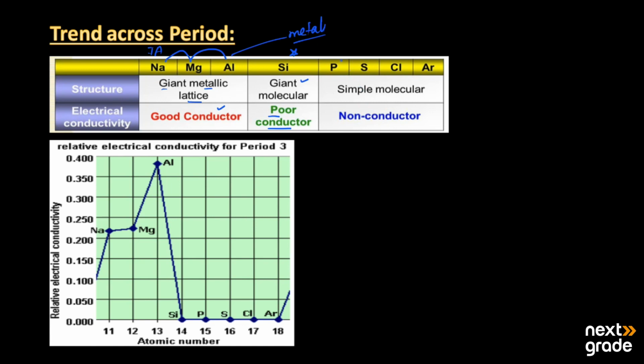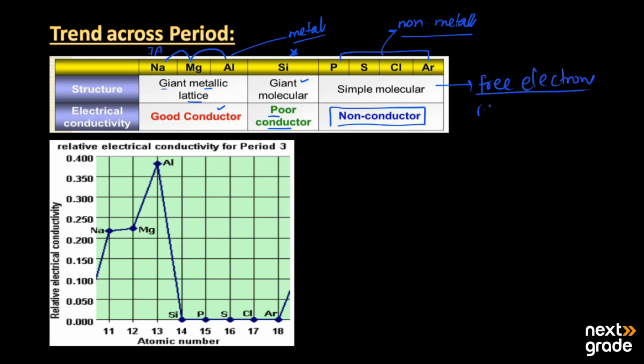Then we move on to the non-metals: phosphorus, sulfur, chlorine, and argon. All these are non-metals, and they are known as non-conductors because they do not have free electrons. On the other hand, they require electrons to complete their valence shell. That's why they are non-conductors of heat as well as non-conductors of electricity.